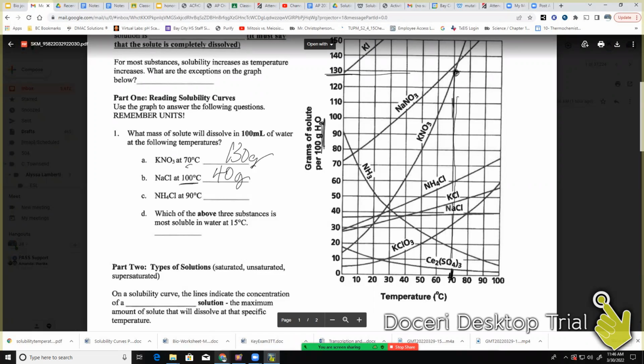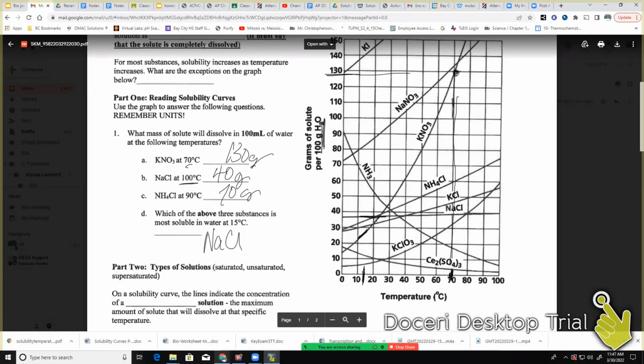All right, and then what did we get for C? 70 grams, all right, that's what I got too. All right, so which of the above three substances is the most soluble at 15 degrees? Anybody got one for that? I think it's NaCl. Here's my 15 degrees. And then these lines kind of get all blurred here in the middle. But I think this is my potassium nitrate. So it's down here. My sodium chloride is kind of right here.